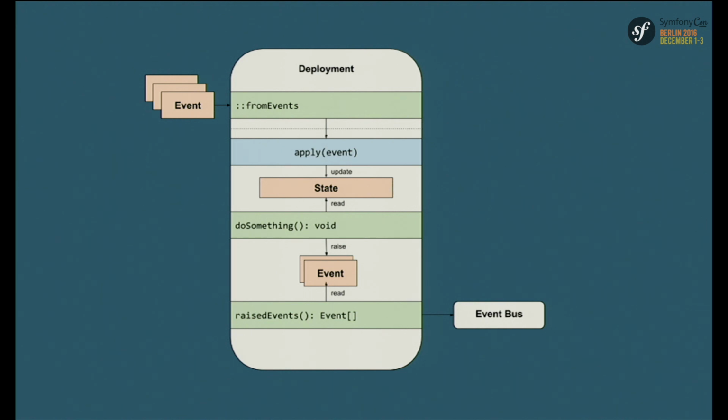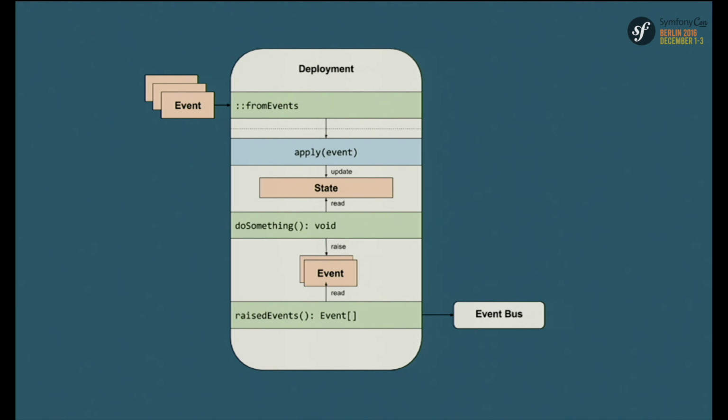Then later on, we're going to have some commands from the CQRS point of view, which is just a public method on our object that will do something. So we're going to ask our aggregate to do something. This example of the do something method will read from the state to first of all check if it's possible to do that, and then, if it's possible, raise some events that say, yeah, I've done that.